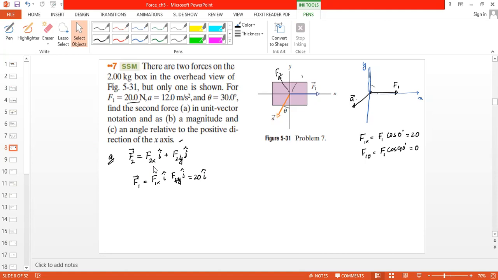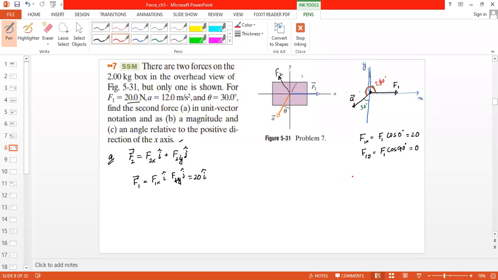My acceleration also has two components. See here, this is my acceleration. It makes an angle of 30 degree with the y-axis. What is this angle, the red color? 180 plus this one is 60, so 240. So acceleration makes 240 degree with the positive x-axis.